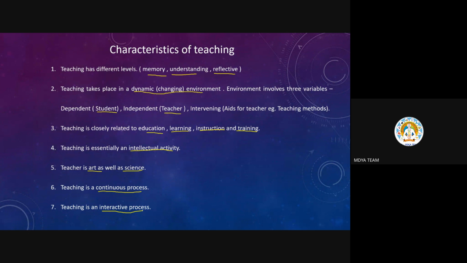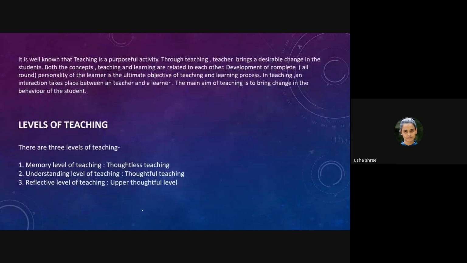Okay, so these are the characteristics of teaching. There is nothing new to that. You know all these things, but there are direct questions on these points. Any doubt in this slide? No, ma'am. Okay. It is well known that teaching is a purposeful activity.